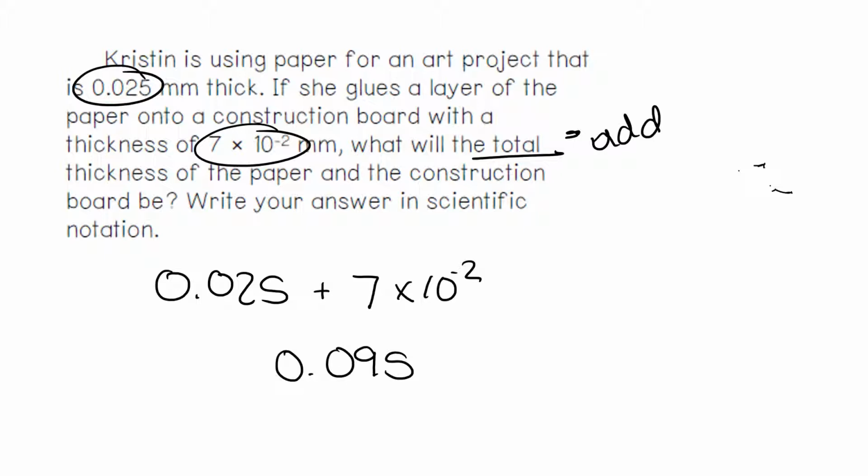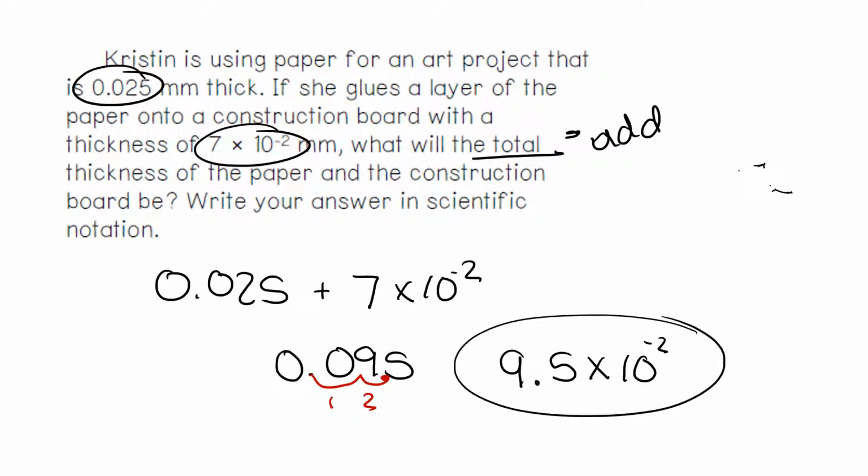The first number that's not a 0 is a 9. So we want to move the decimal 1, 2 times. When we write our final answer, we do not write the zeros, so we simply write 9.5 times 10 to the negative second. This one is a negative exponent because the zeros are in the front representing a small number. Small numbers are represented by negative exponents.